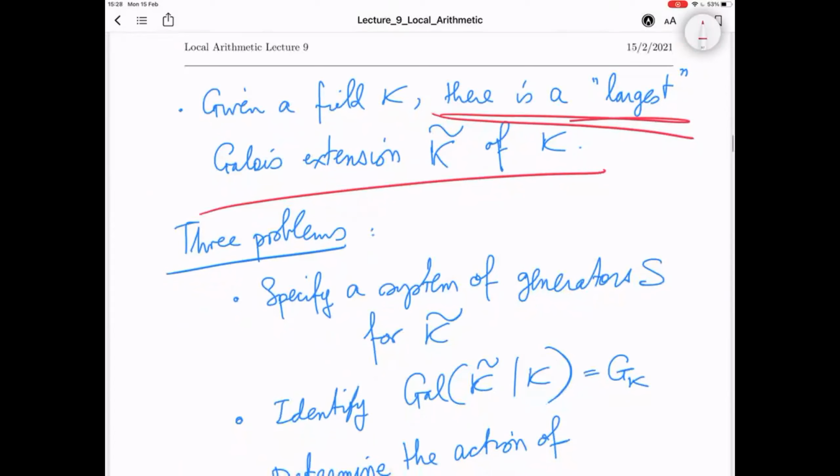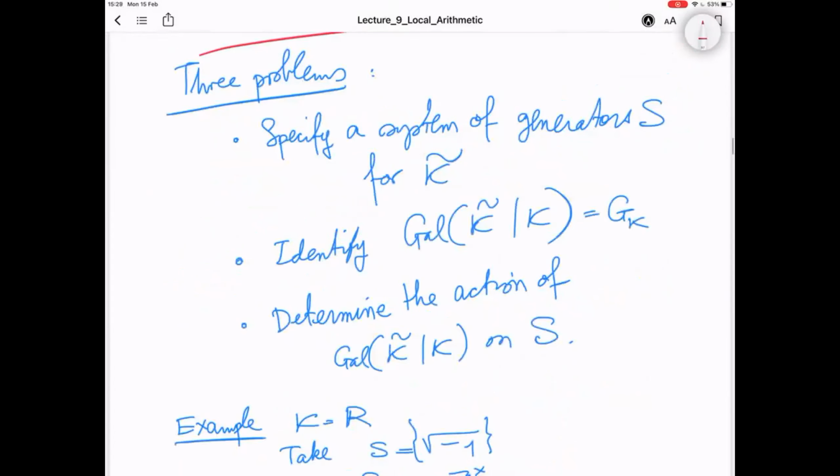So your field K is given, and there are going to be three problems which arise.